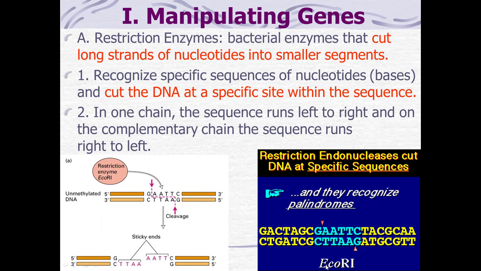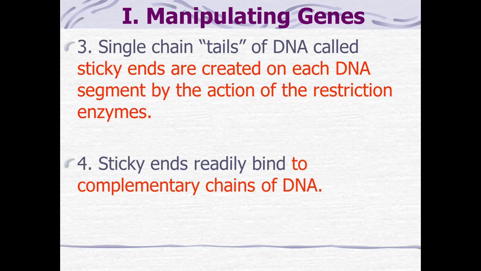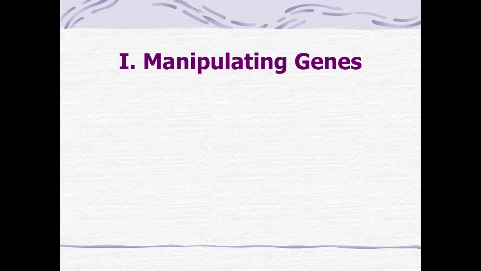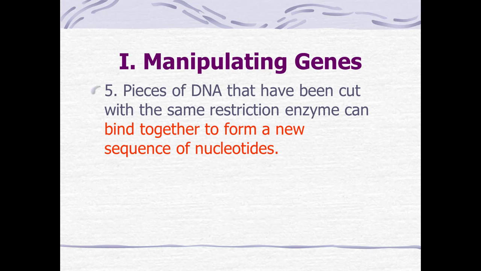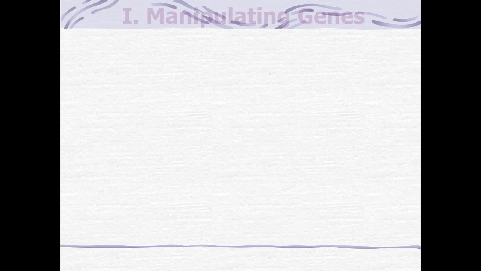EcoR1 is the enzyme, and these are the restriction enzymes. EcoR1 acts on unmethylated DNA and cuts, cleaving from 5 to 3 and 3 to 5, and creates sticky ends. Single chain tails of DNA called sticky ends are created on each DNA segment by the action of the restriction enzyme. Thus, the sticky ends readily bind to the complementary chains of DNA. When pieces of DNA that have been cut with the restriction enzyme are bound together, they form a new sequence of nucleotides. And restriction enzymes can be used to isolate and cut a specific gene.